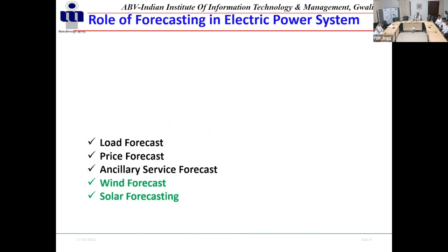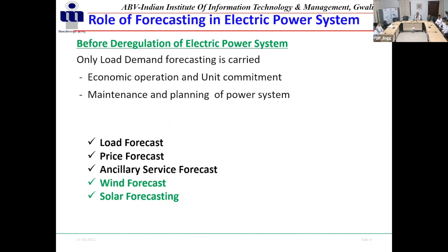Before deregulation, meaning the competitive power market, we were doing only load forecasting, and that was used for economic operation and unit commitment. It was also used for maintenance and planning. Maintenance is short term, planning is long term, and economic operation is very short and short term. These 4 types of forecasting were done for these purposes. But now we require price forecast, ancillary service forecast, and also renewable energy power forecast, that is, wind forecast and solar forecast.